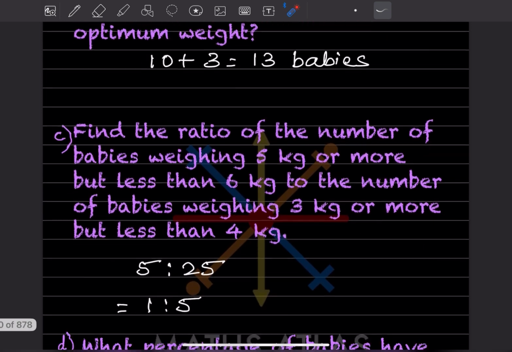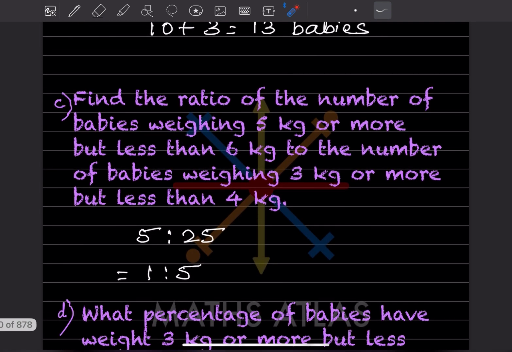So find the ratio of the number of babies weighing 5 kg or more but less than 6 kg to the number. To the number means here we have to put the ratio sign. This is always we say 2. So 5 kg to the number of babies weighing 3 kg or more but less than 4. So now see here, let us go for 5 kg or more but less than 6.